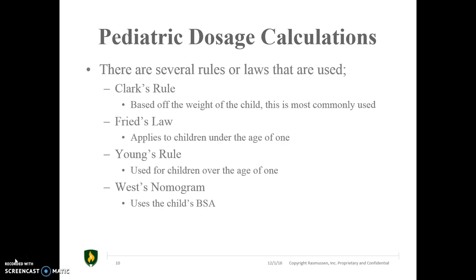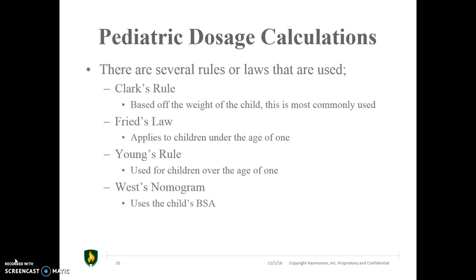The last thing I want to talk about for Chapter 53 is the way to calculate dosages for pediatric patients. Pediatric medications and their dosages differ from those of adults, and there are several rules and laws that you need to use to calculate those dosages. First, we have Clark's rule. This is based on the weight of the child, and it's the most common calculation for drug dosaging for children.